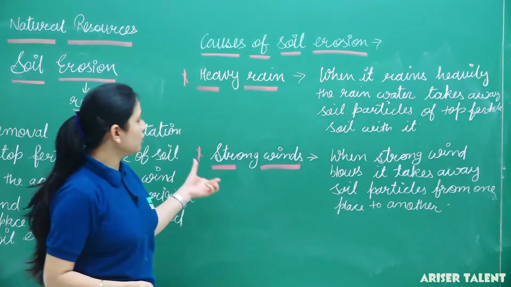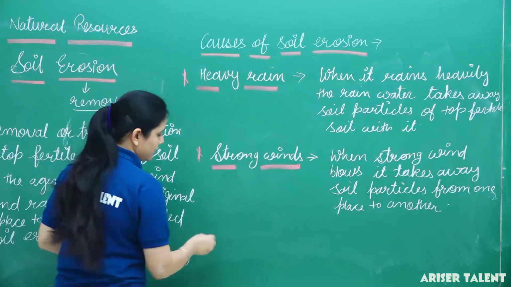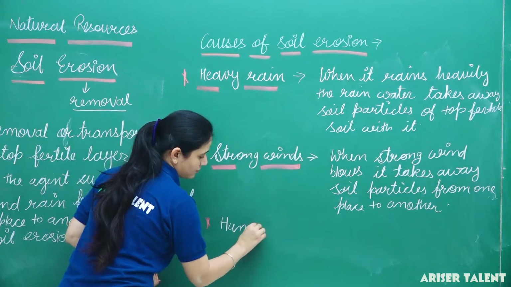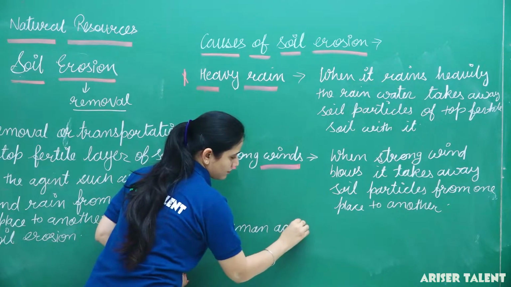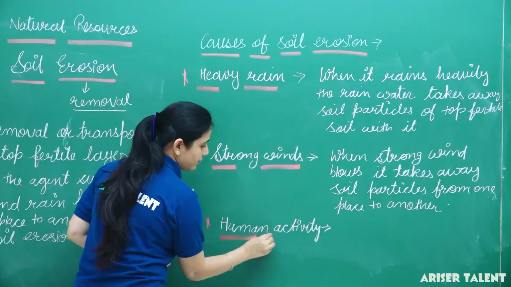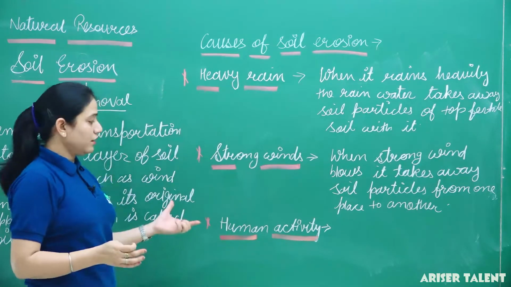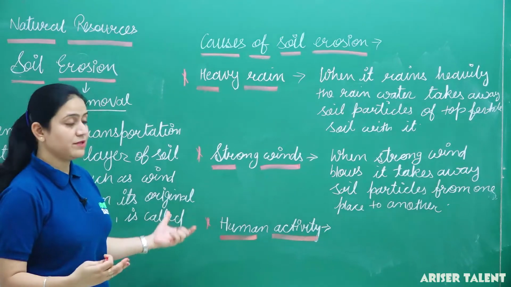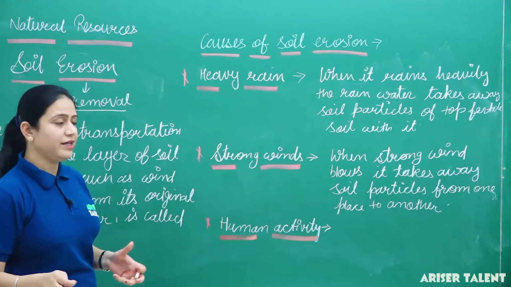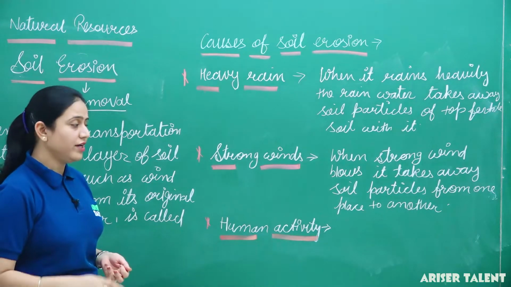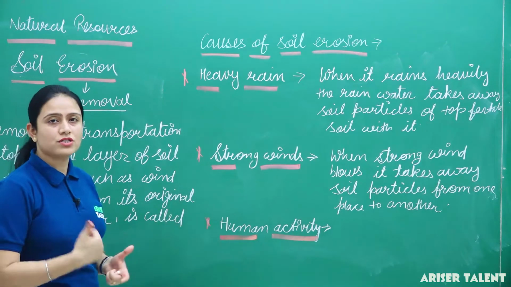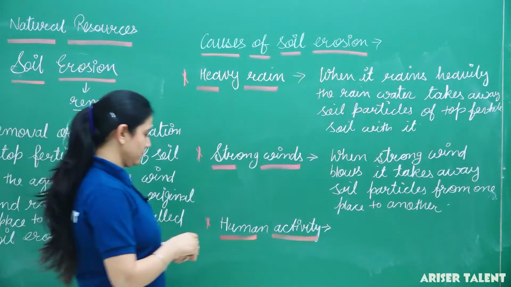Another cause of soil erosion is human activity. What are the human activities? We all know that humans are expanding urban areas. They are doing the expansion of urban areas, and then they are cutting the trees, and then the soil particles become loose, and thus they can be washed away with heavy rain and water.